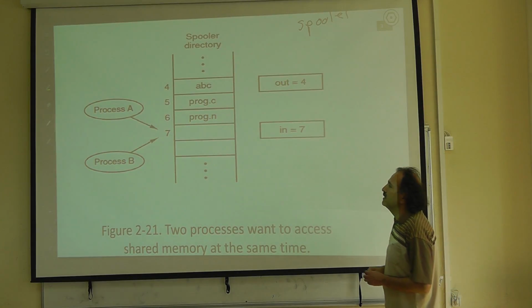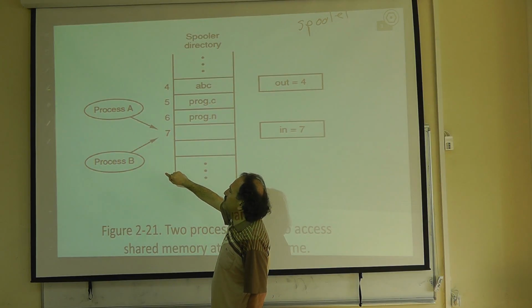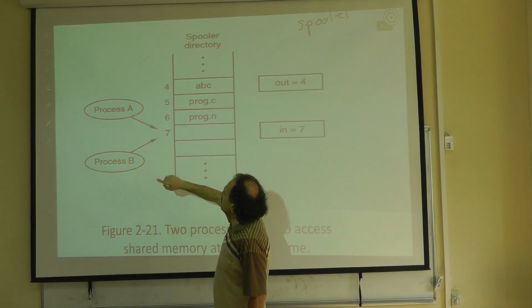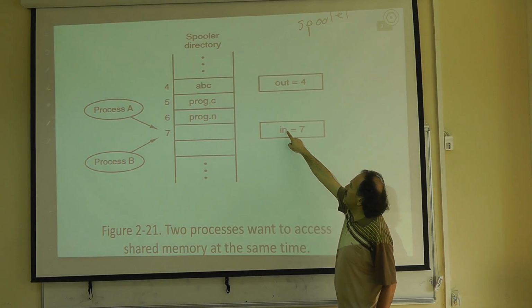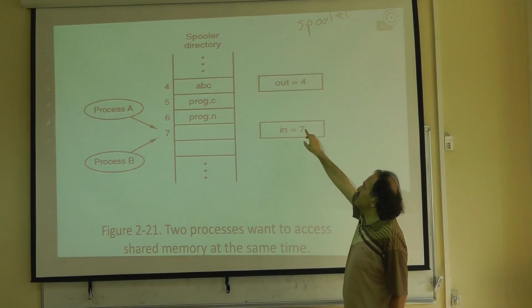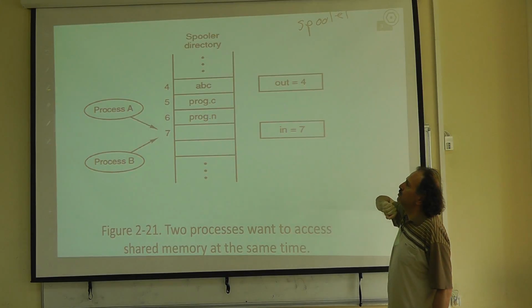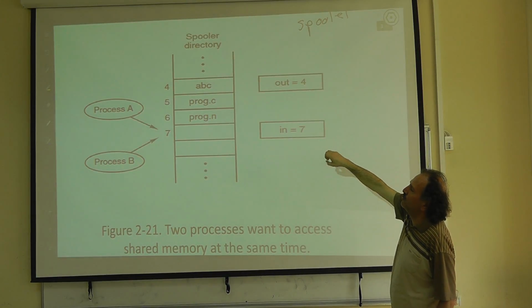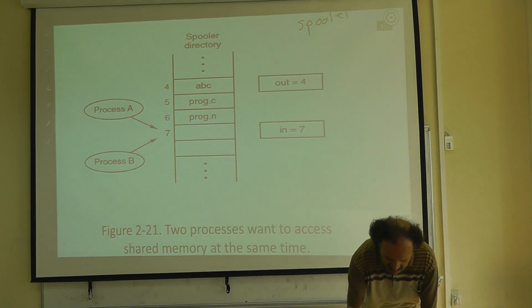Okay, so this is the process. Process A and process B want to print something. They come here and try to find which location is available. It says that in position is 7. Out position is used by the spooler, okay? Out position means that number 4 is now number 4's turn to be printed. So the spooler will take number 4 out of that spooler location and will print it and make this number 5.